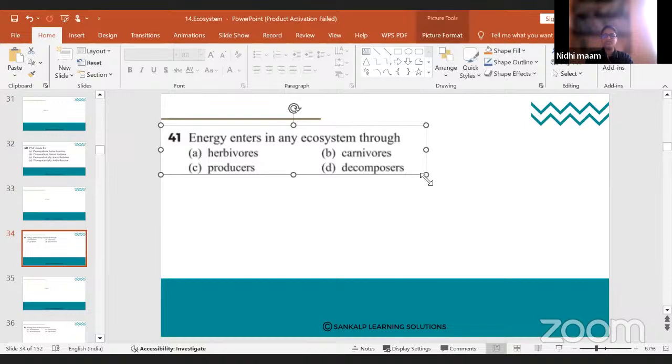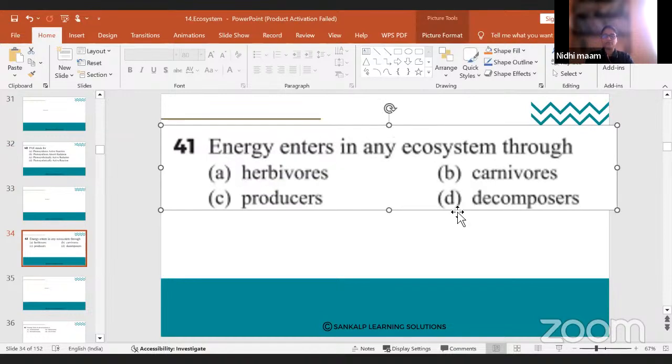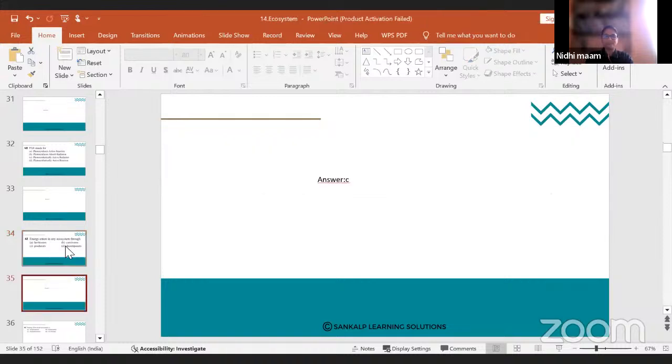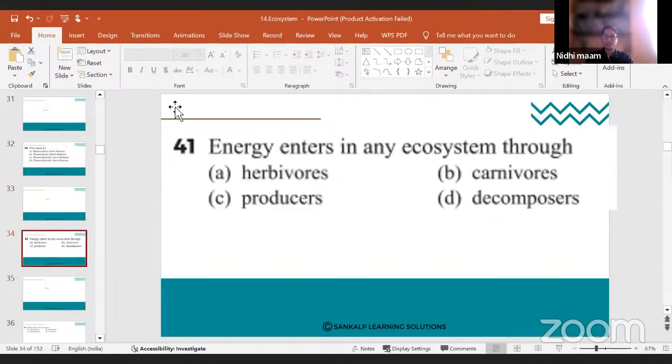Next question. Energy enters in any ecosystem through herbivores, carnivores, producers, decomposers. Energy enters in any ecosystem through what? Ranjita, Tasmiya, Ramya SN, Aishu, Pavitra, Shabina Sheikh, Dhanush, Sindhu, Sushmita, Vishwa. So most of them voted for option C, producers. Exactly, the energy enters in any ecosystem through producers, that is nothing but plants. Shrikant and Kadroli Mahesh on YouTube answered it quickly.